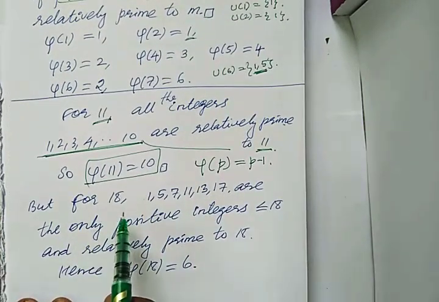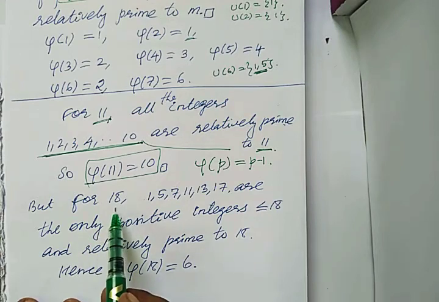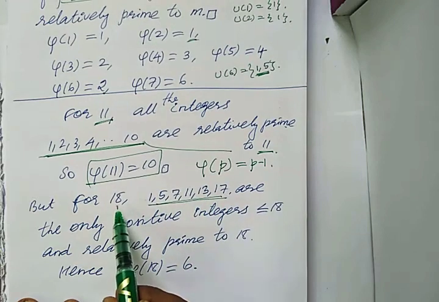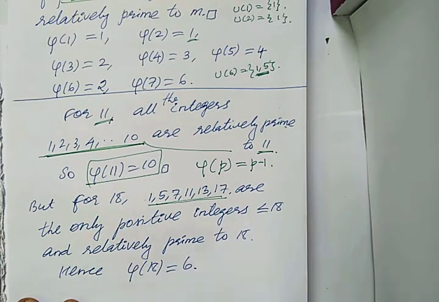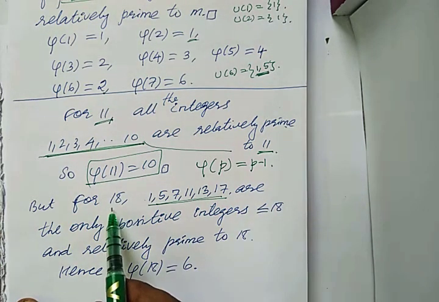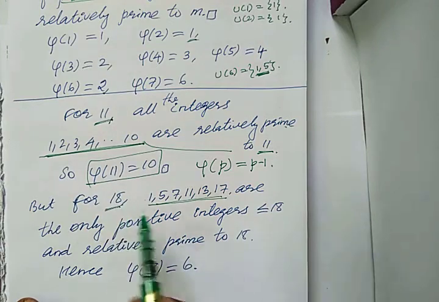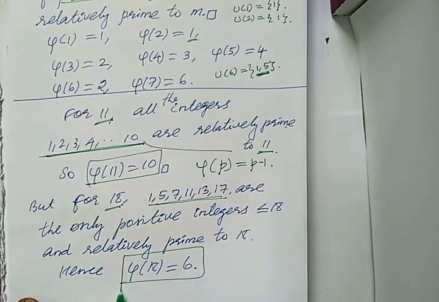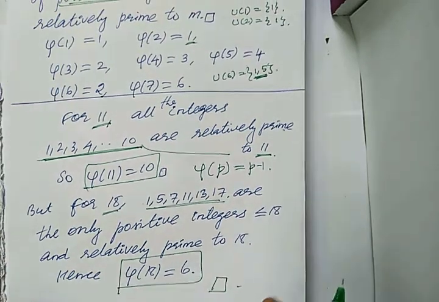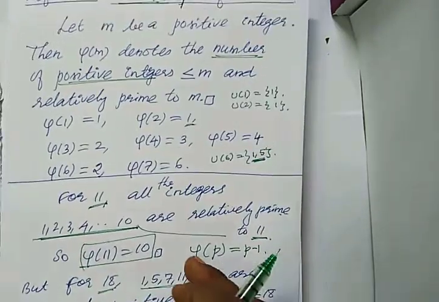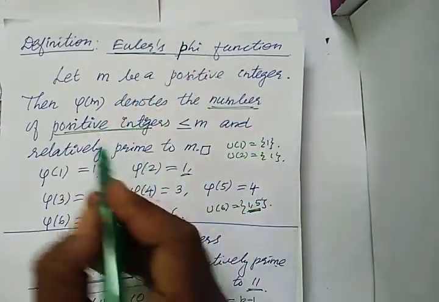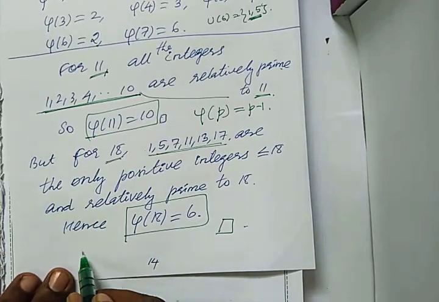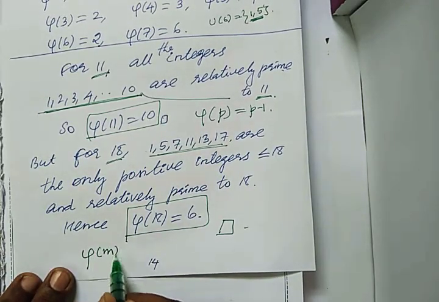Now let us see similarly phi of 18. For 18, these are the only numbers which are less than 18 and relatively prime to 18. So what is phi of 18 then? They are 1, 2, 3, 4, 5, 6. Phi of 18 is 6. So we have seen what Euler's phi function is. Euler's phi function is denoted by this symbol, phi of m.